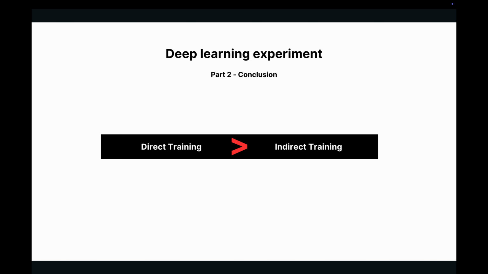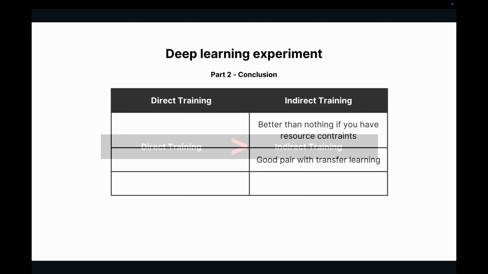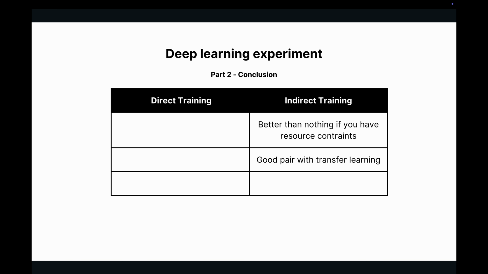With this, it can be concluded that direct training consistently outperforms indirect training. While it's possible not to have access to the domain-specific data due to resource constraints, direct training is still the optimal solution for production systems. And if possible, always experiment with transfer learning because it is highly performant and easily trainable.